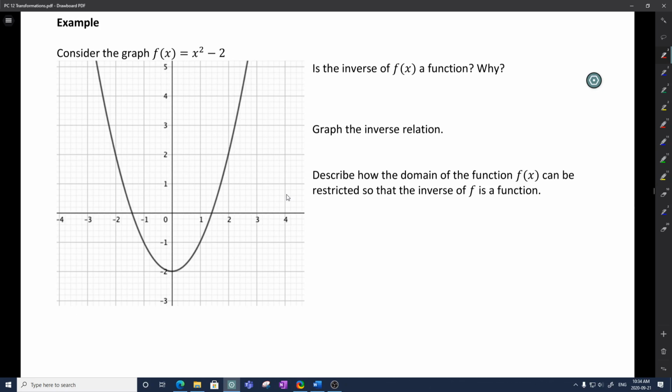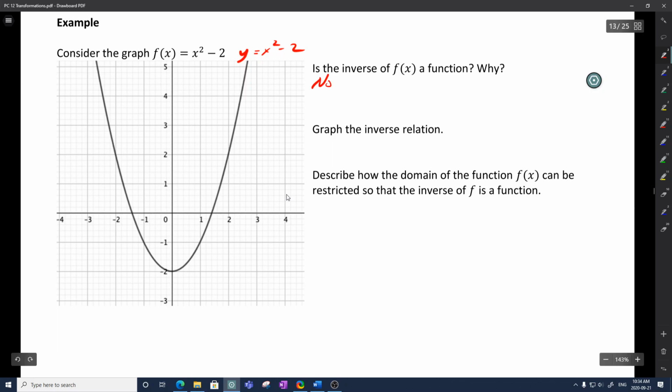Let's start off with our first example, or I think it's our second actually. Consider the graph f of x is equal to x squared minus 2. So what we have here is y is equal to x squared minus 2. Is the inverse of this function f of x a function? Why?